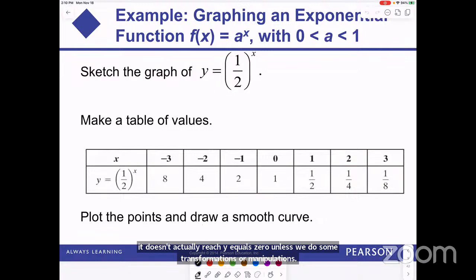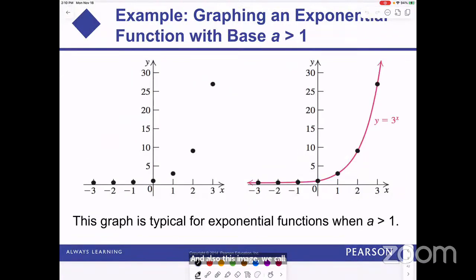And also this image, we call this exponential growth. So as we trace it from the left to the right, it's constantly increasing. Okay, this is where the base of the exponent was larger than 1.